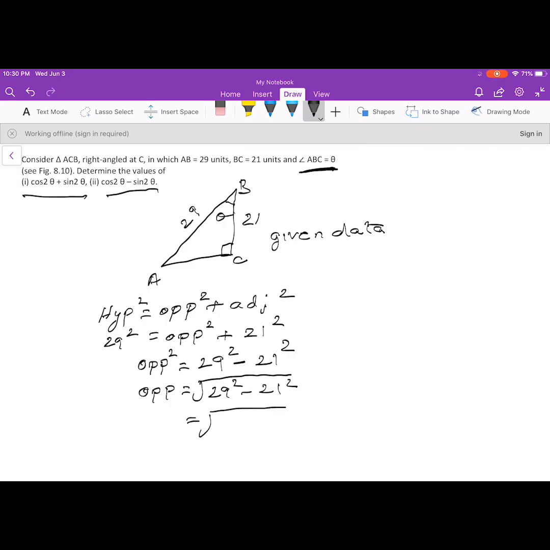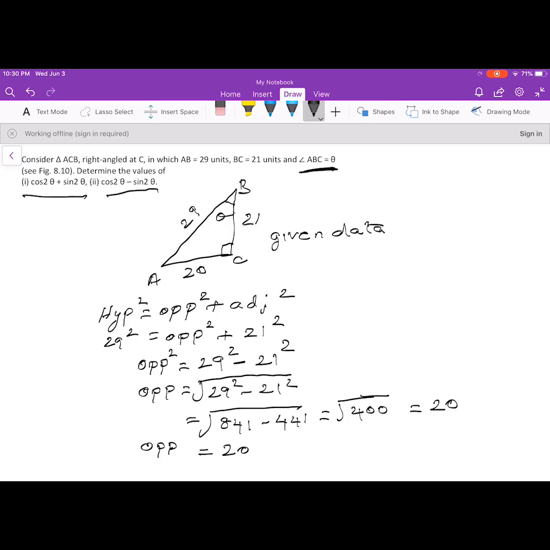The value of 29 square is 841. 21 square is 441. That is equal to root of 400. What is the value of root of 400? 20. So I got my opposite AC as 20. So I have all the values now: AB, BC and CA. Now I can solve it.